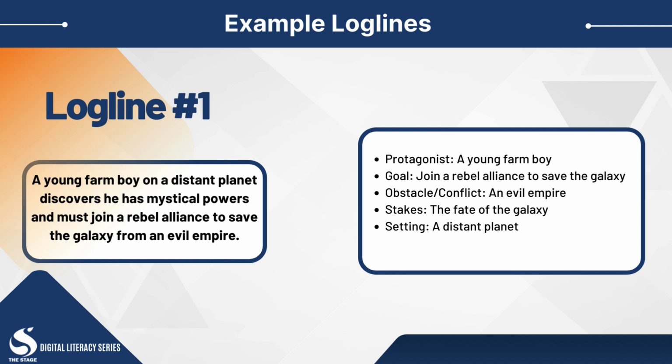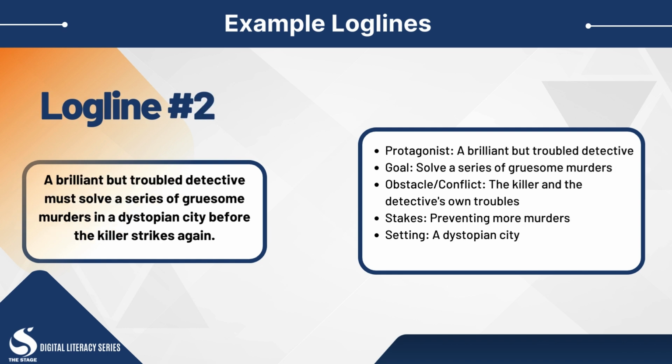So let's check out another one, just to give you another example here of a log line. A brilliant but troubled detective must solve a series of gruesome murders in a dystopian city before the killer strikes again. So now we know our protagonist is a detective, but where we have that brilliant but troubled, that's a part of that character makeup.